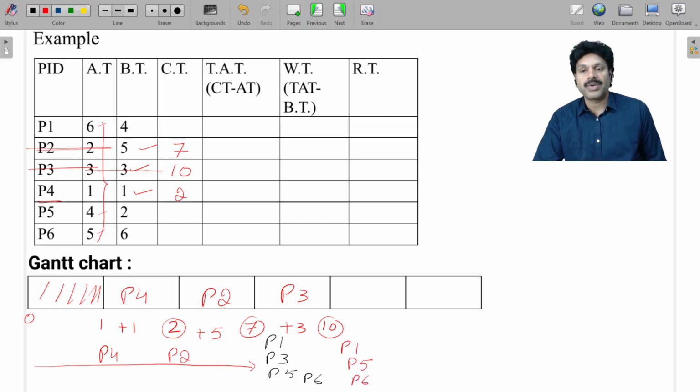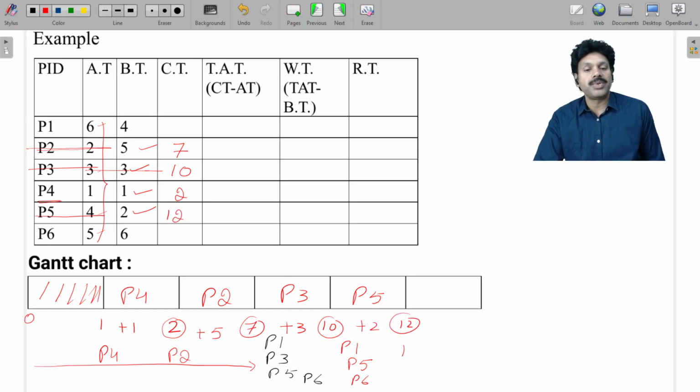Out of these 3, which process has come earlier? P5 has come earlier, because P6 has come at 5 and P1 has come at 6. So we will process P5. P5 is executed for how many units? 2 units. So by 12, it got completed.